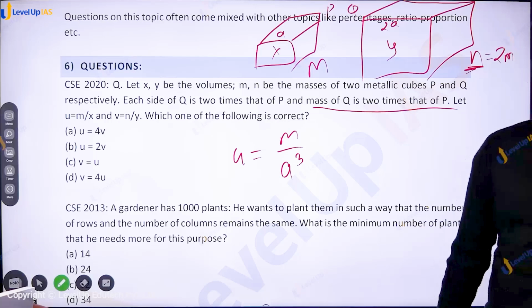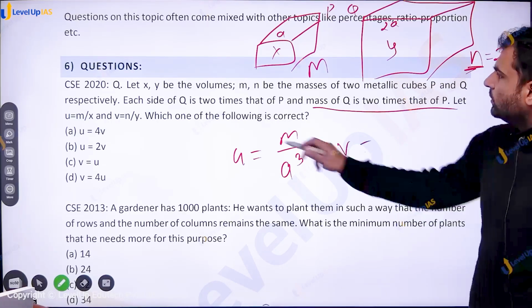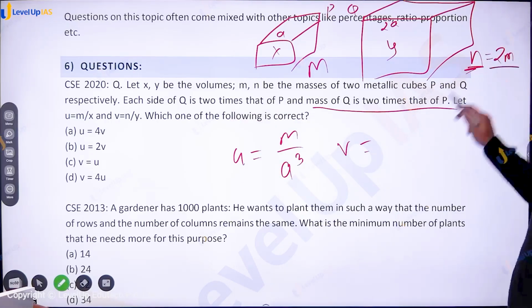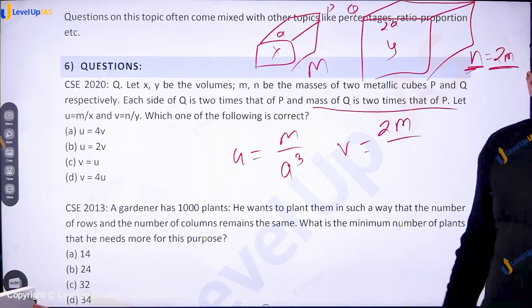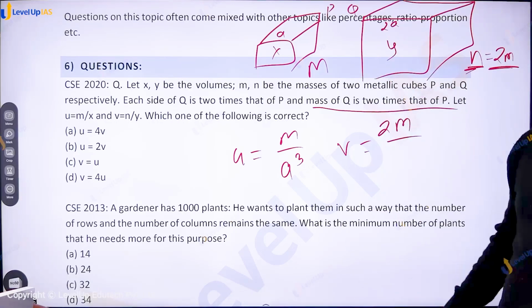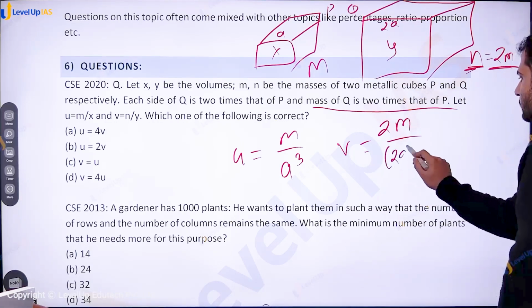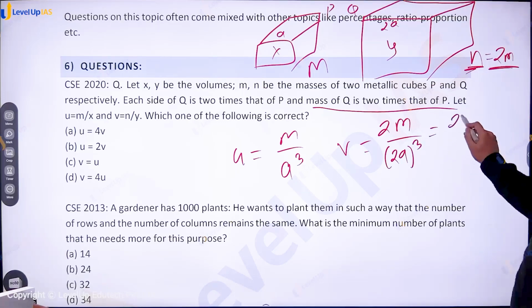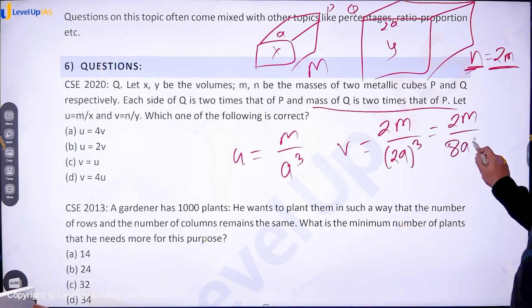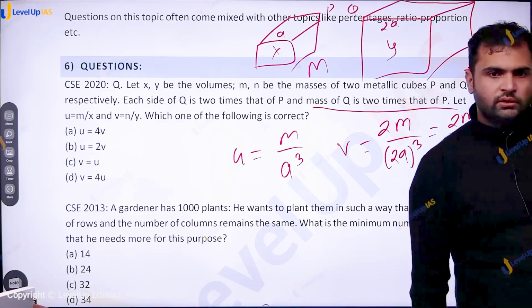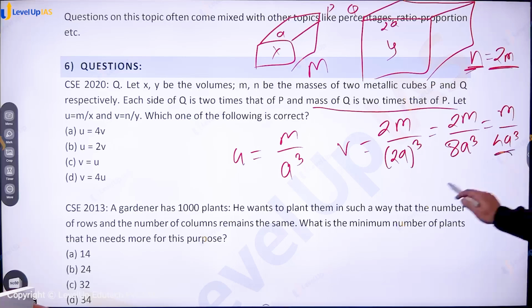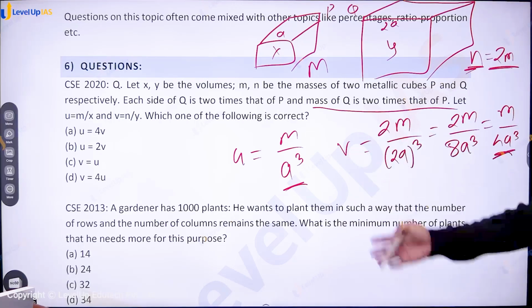कोई प्रॉब्लम नहीं. And v is equal to what? N by y. What is n? 2m. And y? Y is cube of 2a. So 2a cube is equal to 8a cube, so v is 2m by 8a cube, which is m by 4a cube. So this is m by a cube, this is m by 4a cube. If you multiply v by 4, you will get u.